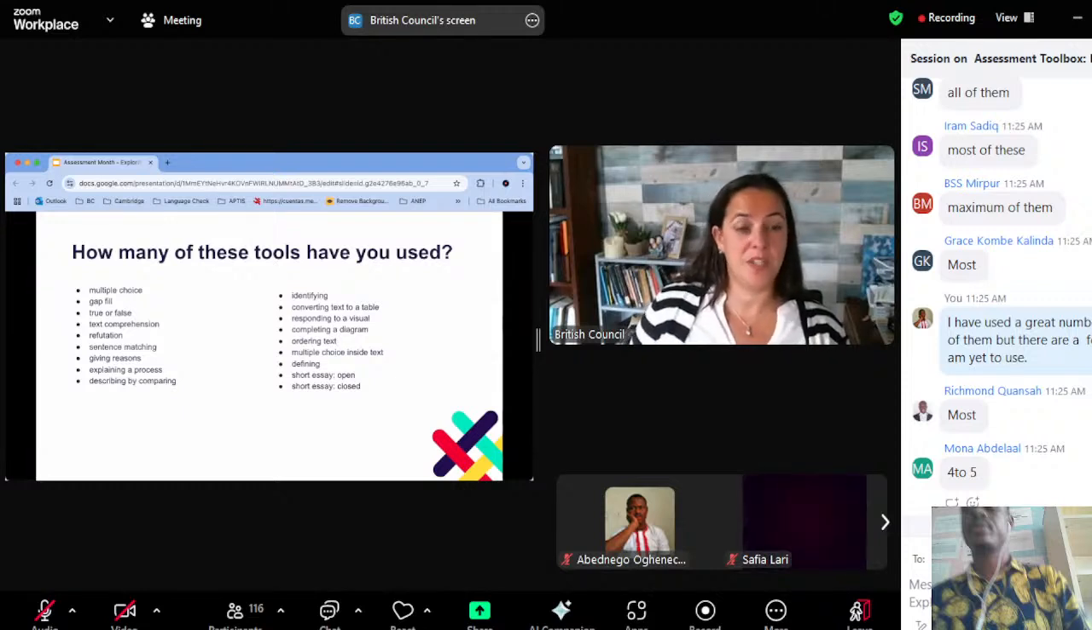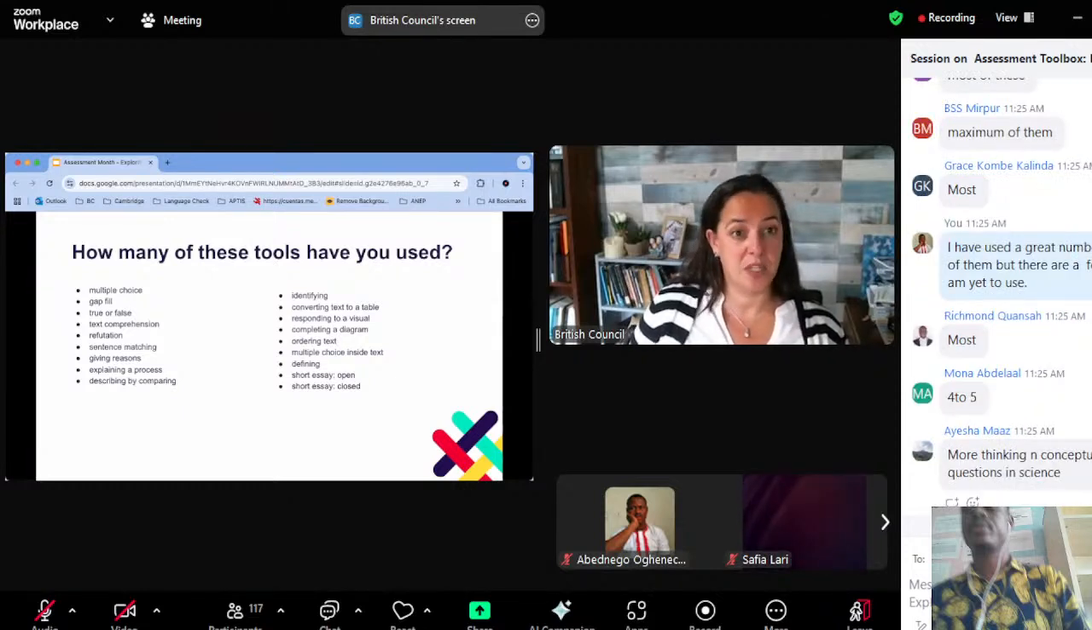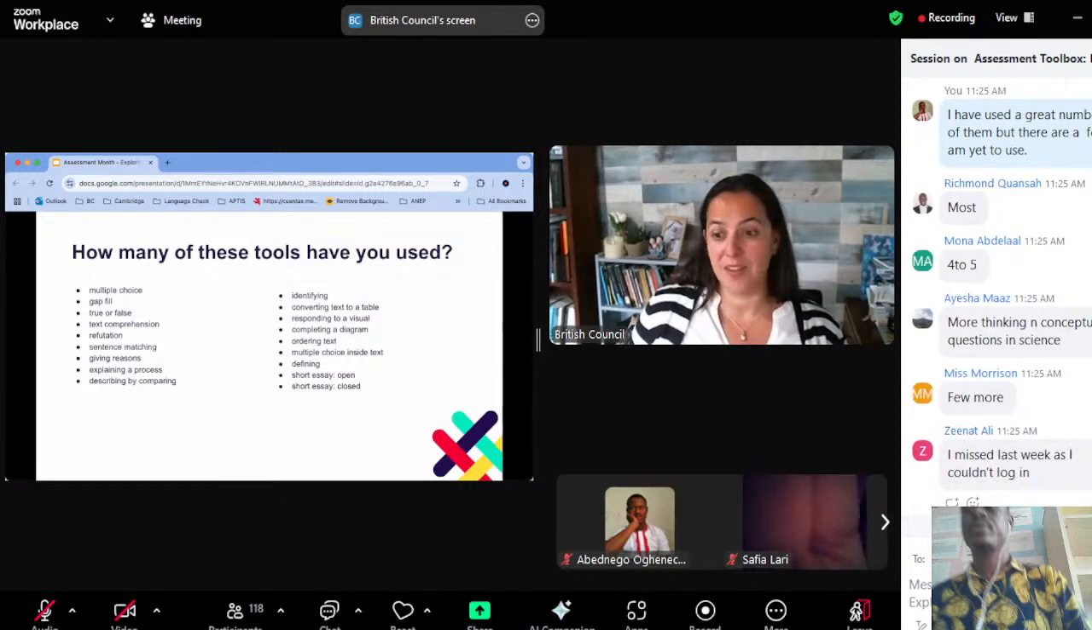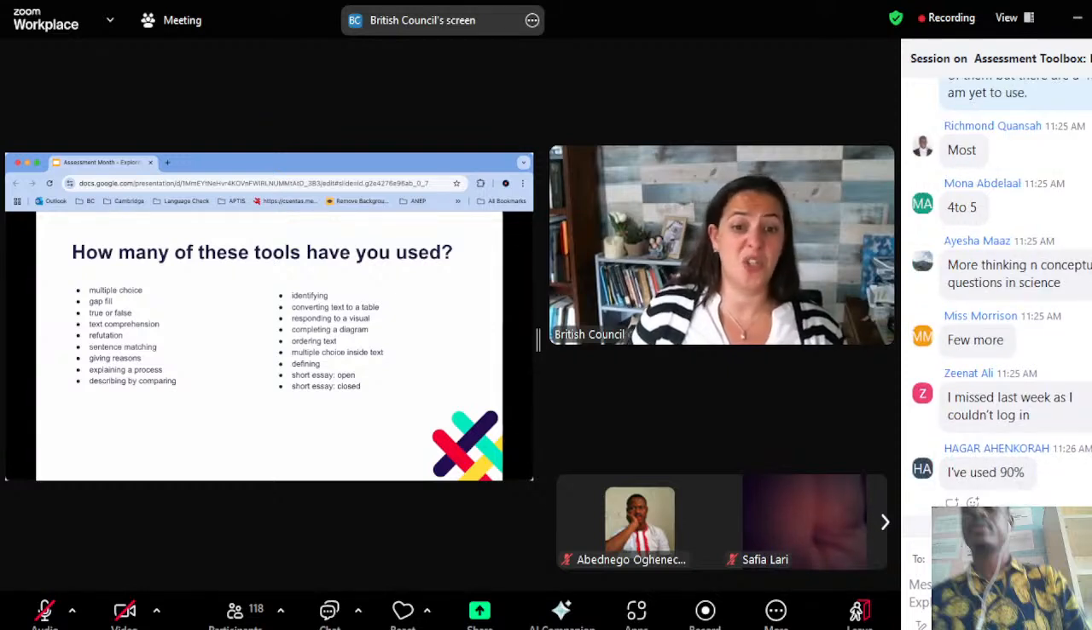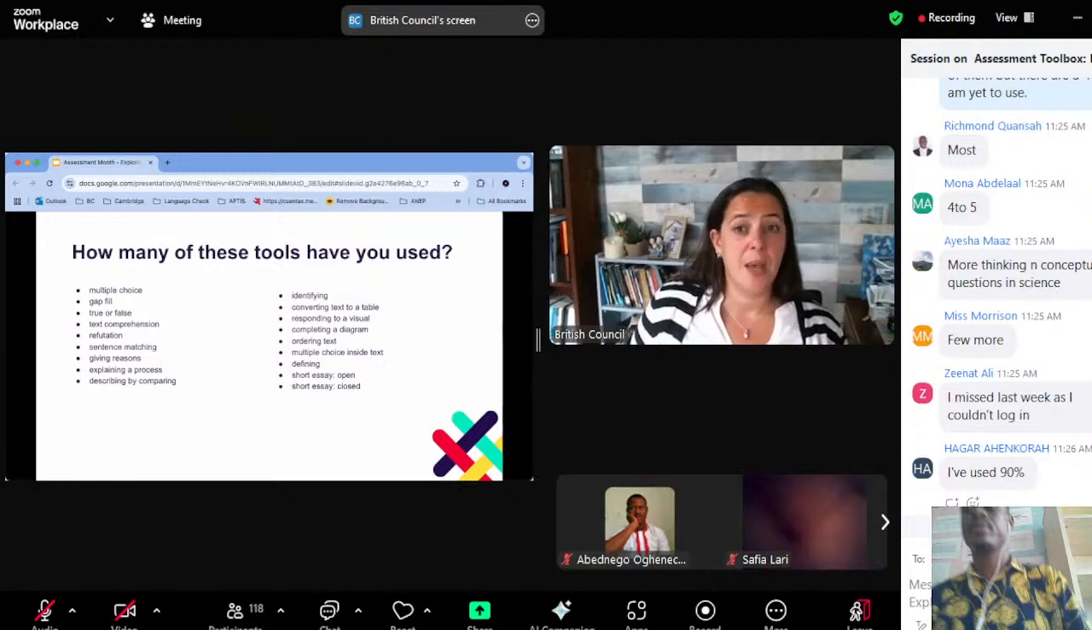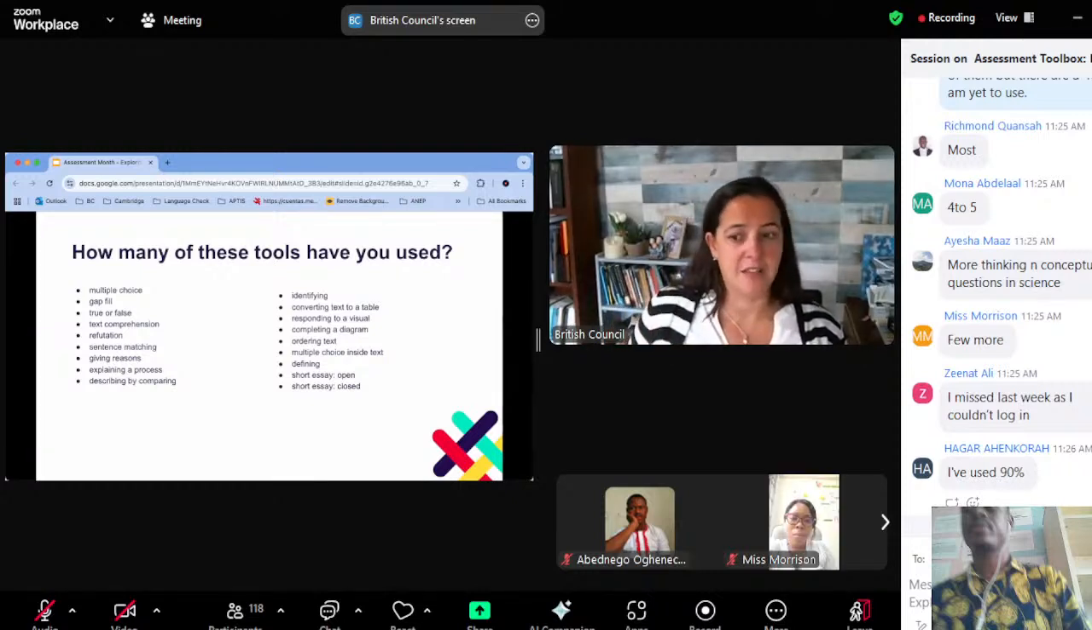For example, with definitions, I do a lot of games with definitions. Even my year 11s and 12s, I play a lot of games with them, and that seems to work for me. It's very positive, those aspects. For example, responding to diagrams, I don't tend to do because of the nature of my subject, but that doesn't mean anything in that sense.